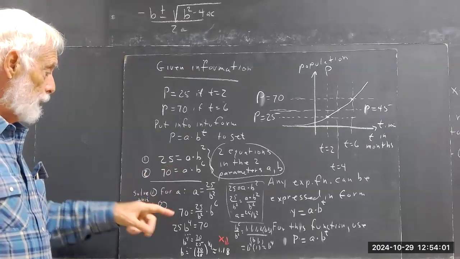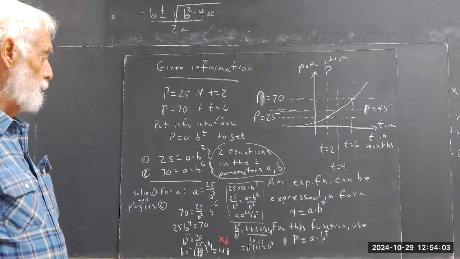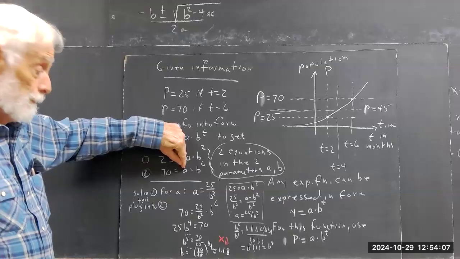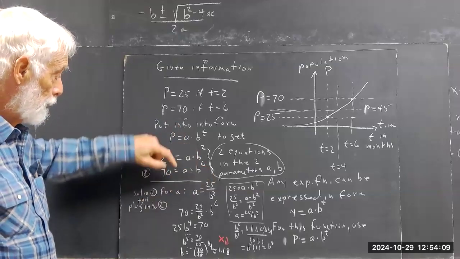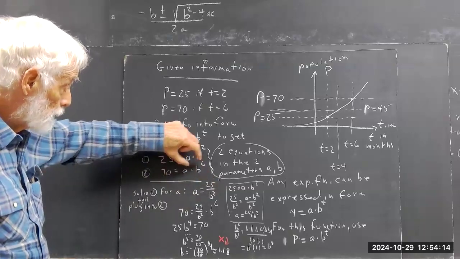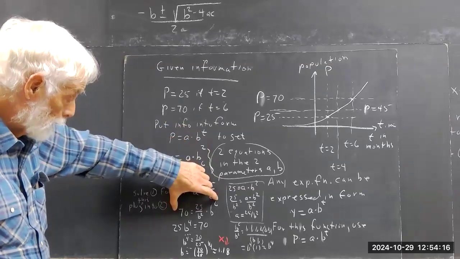Okay, now we take that, we get a equals 25 over b squared. What do we do with that? We put it in this side. So 25 over b squared replaces this a, and we get 70 equals 25 over b squared times b to the 6th. Right there it is.